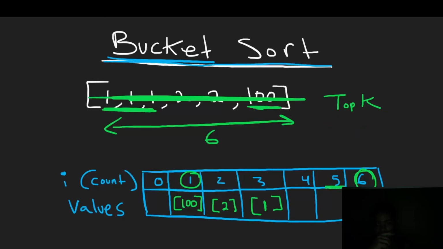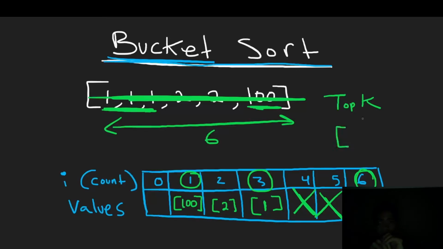We'll try the same thing with 5. 5, no values occur 5 times. 4, no values occur 4 times. 3, oh, a single value. We're going to go through every value in this array. There's only a single value in this case, but we do see a 1 occurs.